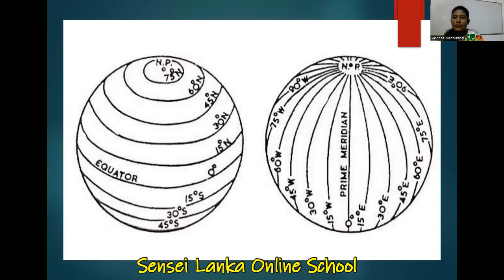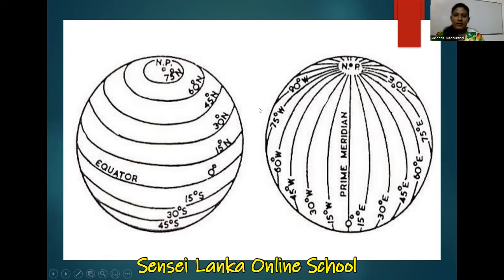These are the methods of drawing. Can you see? The first one is showing the latitudes. The second one is showing the longitudes. So I'm not going to explain this more and more, because in my future videos, I will come to meet you with separate lessons for longitudes and latitudes.